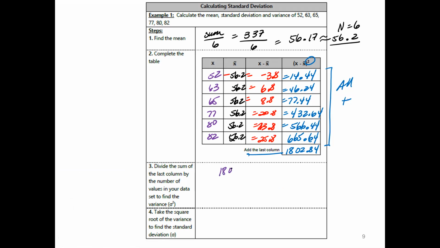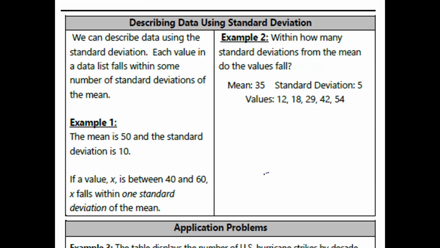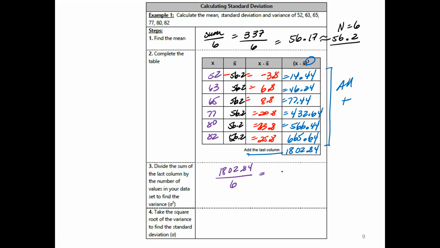So I'm going to take 1802.84 divided by 6, which is 300.47. Now, the last step is you have to take the square root of the variance to find the standard deviation. And your standard deviation in this case is 17.33. So on average, from one student to the next, they have a difference of either somebody scoring above 17% or below 17% from the mean.